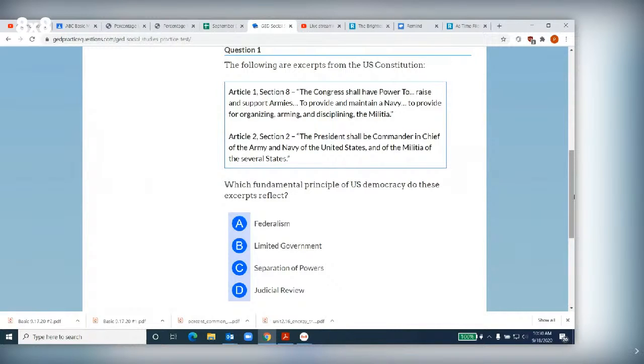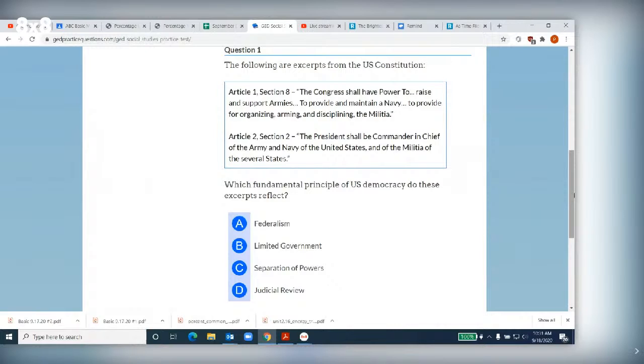Okay, if you think about that, that is all about Congress, powers that Congress has. Article 2: the president shall be commander-in-chief of the Army and Navy of the United States and the militia of the several states. That's about the president. So what fundamental principle of democracy do the excerpts reflect? Federalism, limited government, separation of powers, or judicial review.